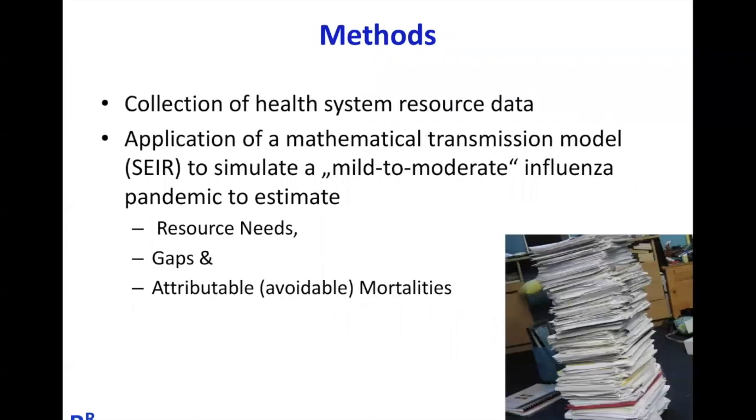And for this, it would be probably good to collect health resource data first and then use this to apply an SIR model, or you can also call it an SEIR model when you've got exposed in there, and to look at resource needs, gaps, and attributable mortalities. So you can actually make a model which describes a society and then let a virus go through this society, and see how well we are prepared.